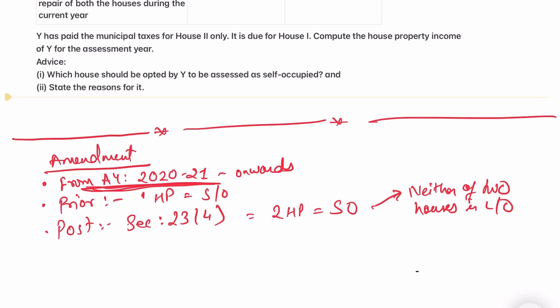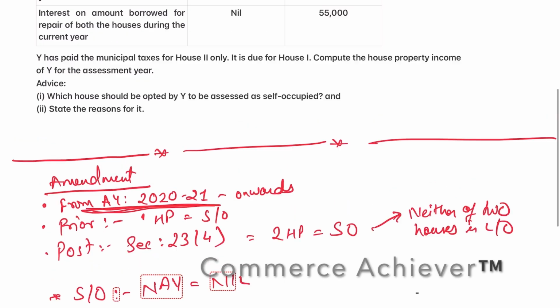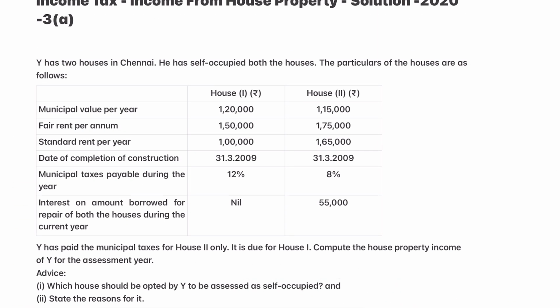I hope it's clear. When it comes to self-occupied property, we already understood how NAV can be nil. You don't need to mug it up, you have to feel it: in case of self-occupied property, NAV is nil. Now in the given question there are two house properties, so we can easily assume that, with effect from assessment year 2020-21, both are treated as self-occupied and we don't need to treat any property as let out. It is a simple solution.